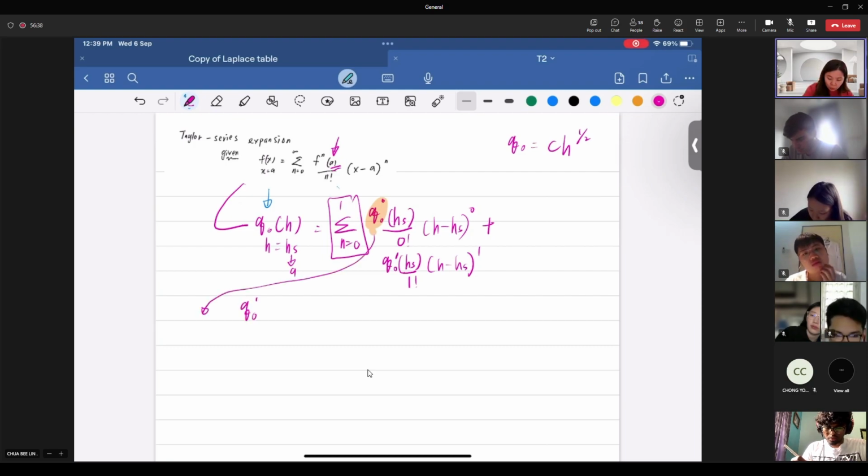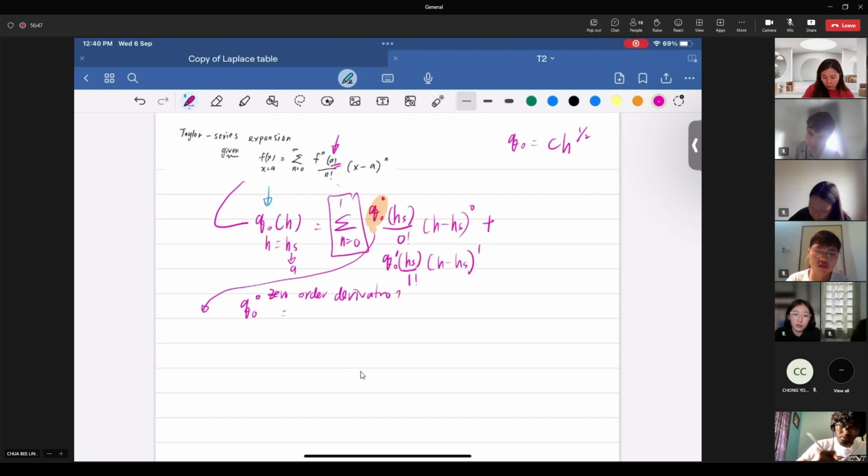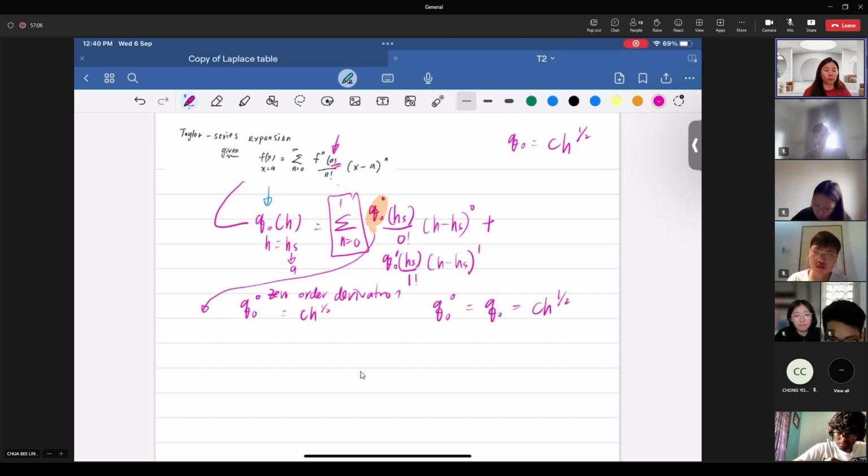Q naught, 0 order. So you put here 0 order derivative. It means you'll be having exactly the same equation given. If 0 order derivative, it will be the same as the one given to you. So the Q naught, 0 order derivative is actually Q naught, where Q naught is CH to the 1 over the 2.